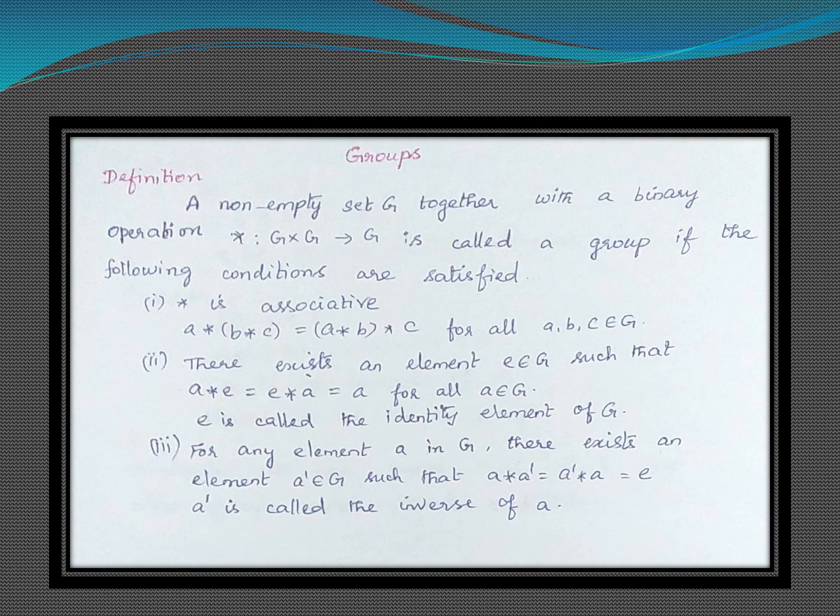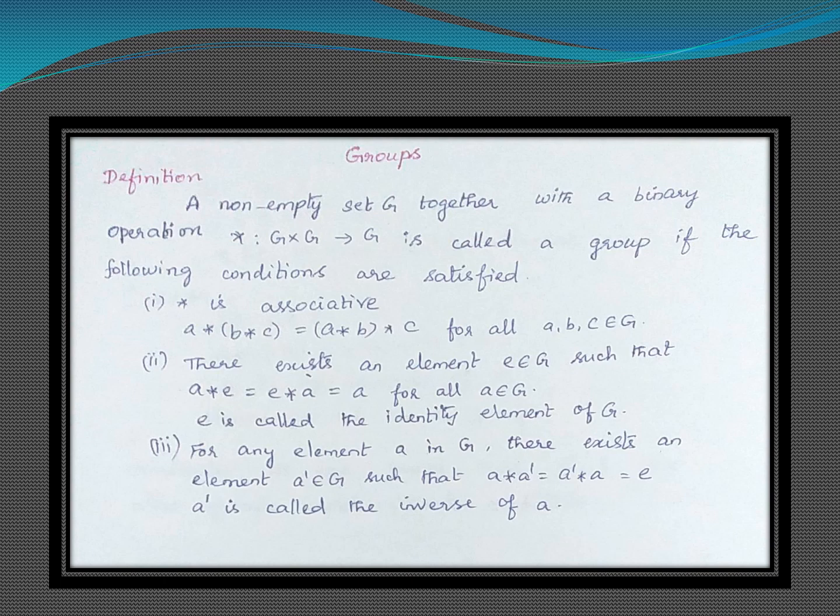The first condition is the binary operation star is associative, that is (a star b) star c equals a star (b star c) for all a, b, c belongs to G. The second condition is there exists an element e belongs to G which satisfies the condition a star e equals e star a equals a for all a belongs to G. That element e is called the identity element of G.